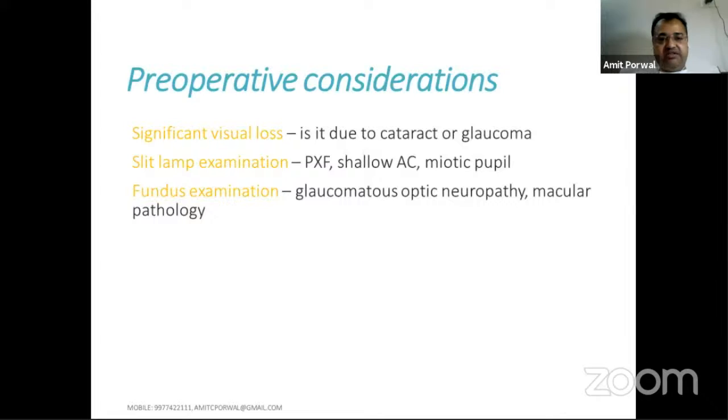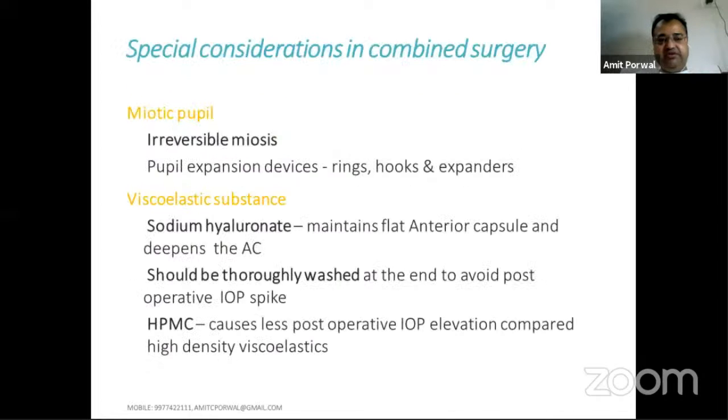We have to try to understand the reason for the significant visual loss. On slit lamp examination, we have to look for pseudoexfoliation. If the anterior chamber is shallow, we have to be prepared accordingly, and look for miotic pupils, because in most patients who are on pilocarpine therapy, you will have a small rigid pupil, and we have to be prepared to handle this situation. Fundus examination is done to understand the amount of glaucomatous optic neuropathy and also if there is any other macular or retinal pathology associated with it.